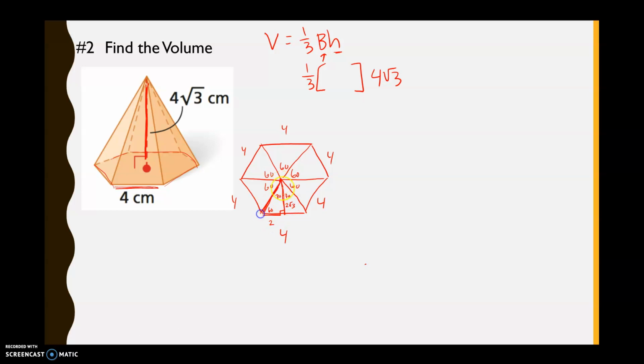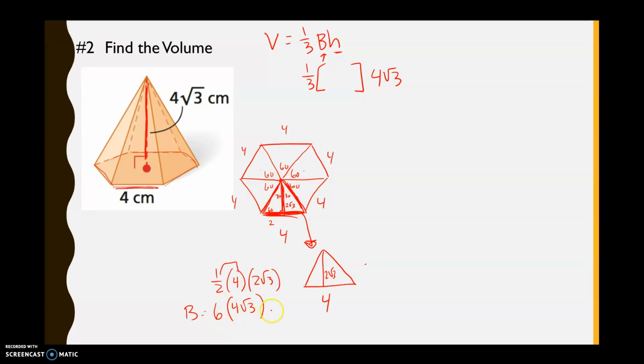Now if I just take this triangle out, I can see him a little bit easier, which means I still have a side length of 4, and an altitude of what I just found to be 2 rad 3. So if I want the area of this, it's going to be 1/2 my base of 4 times my height of 2 rad 3. Half of 4 is 2, and 2 times 2 rad 3 is 4 rad 3. So this is just the area of one triangle. I'm going to take this guy and multiply him by 6 because I have 6 triangles inside my hexagon. And that's what my big B is equal to.